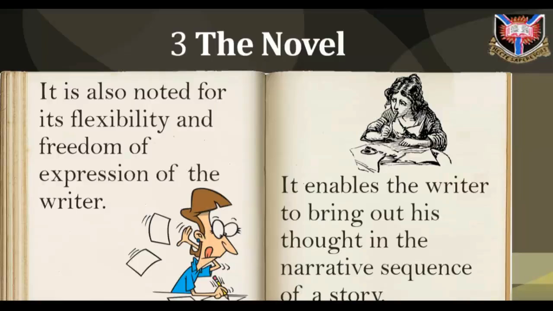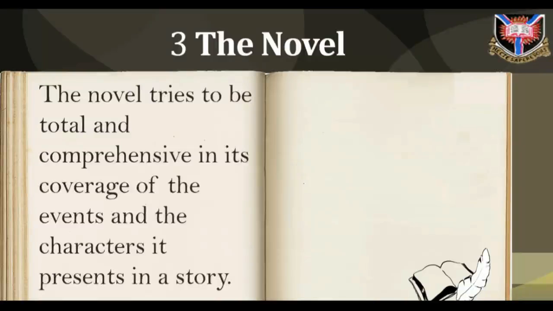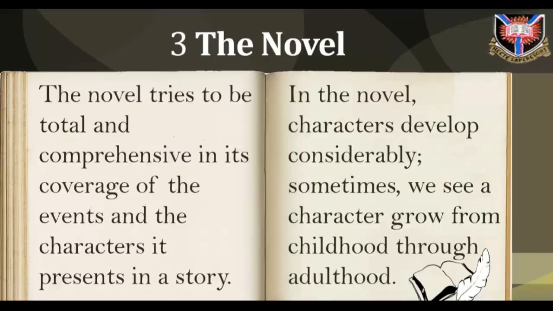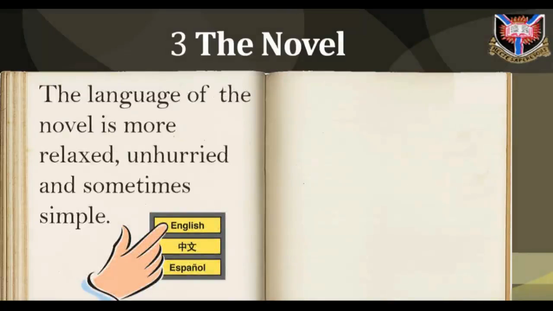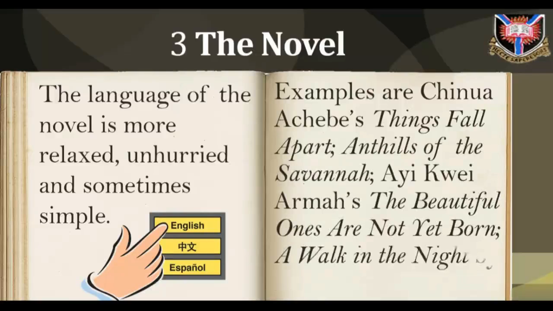The novel is the most ambitious of the subgenres of prose fiction. The novel tries to be total and comprehensive in its coverage of the events and the characters it presents in a story. In the novel, characters develop considerably. Sometimes we see a character grow from childhood through adulthood. For example, Pip in Great Expectations by Charles Dickens. The language of the novel is more relaxed, unhurried, and sometimes simple. Examples are Chinua Achebe's Things Fall Apart, Anthills of the Savannah, Ayi Kwei Armah's The Beautiful Ones Are Not Yet Born, A Walk in the Night by Alex La Guma, and so many more.